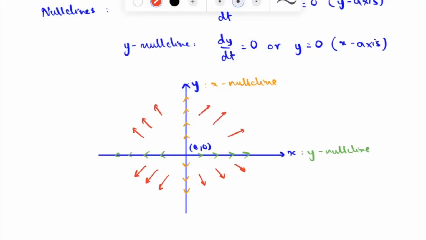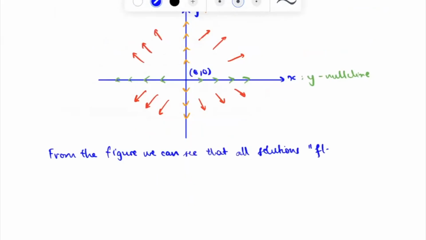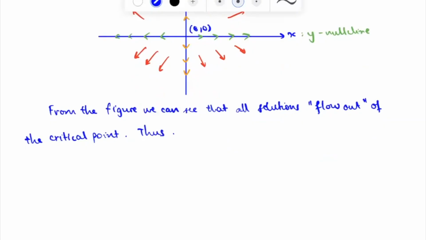Because of this analysis, it suggests that the origin, or the critical point, is unstable. So from the figure, we can see that all solutions flow out of the critical point. Thus, the point (0, 0) is unstable.